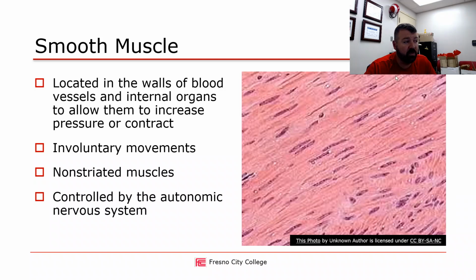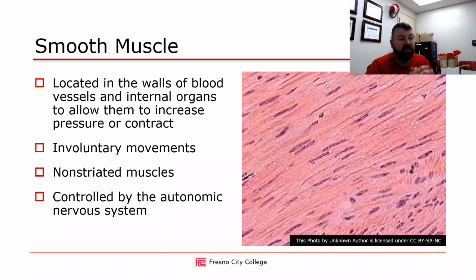Okay, so smooth muscle is located on all the walls of the blood vessels and internal organs, and that is actually a muscle, and it does vasodilate and constrict, which means it goes from its normal resting diameter. Okay, so vasodilation expands, and vasoconstriction actually gets smaller. This happens a lot, predominantly controlled by the autonomic nervous system.